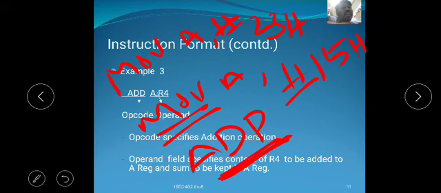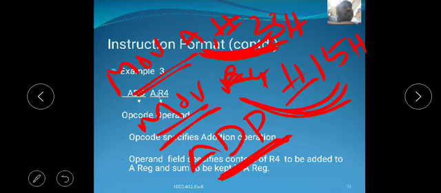This is only data transferring. That means 23 value is transferred to the accumulator register, and the 15 value is transferred to the R4 register. After that we are performing the addition operation.